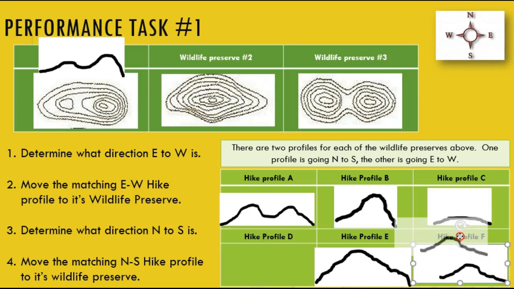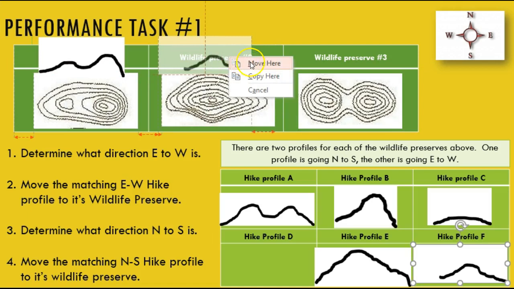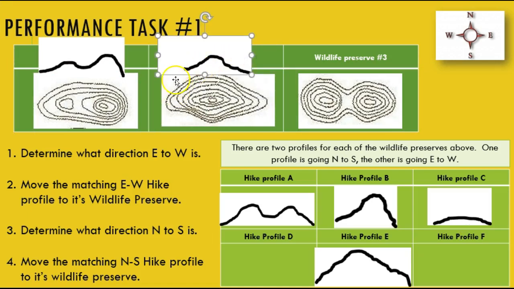Let's take this over here, and we're going to take a look at it. Okay, so it goes up and then tapers down. So this profile would actually fit this topographic map. Now this one has 2 hills, and in our profile selections, there's only one profile with 2 hills. So we kind of know which one this is.